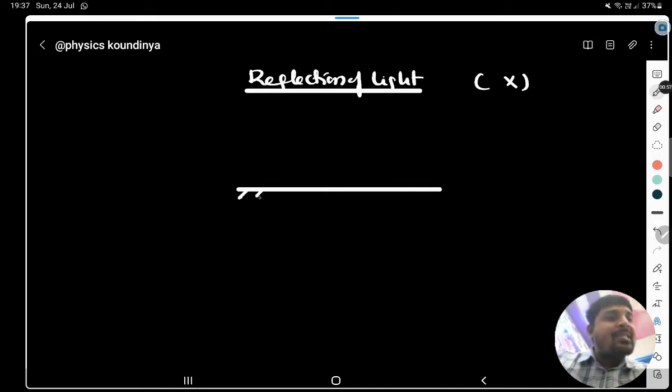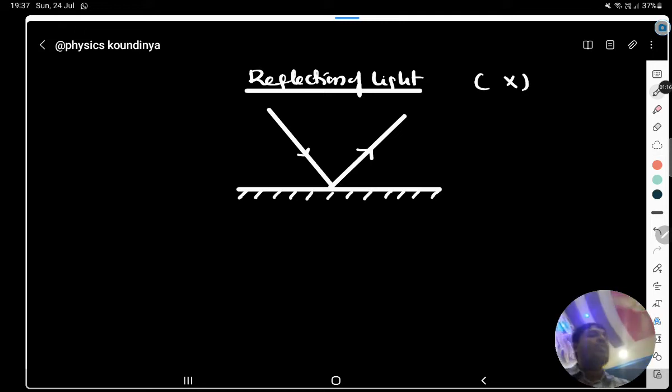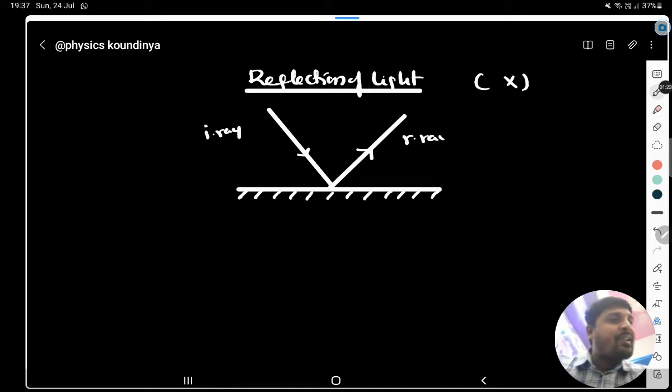Let us consider this is a plane surface, and what is called reflection? When the light is falling on a surface, this is the light ray which is falling on a surface, and again it bounces back into the same medium, then this phenomenon is what we call reflection. This is called the incident ray, this is called the reflected ray, and this, which is very important here, is called the normal.